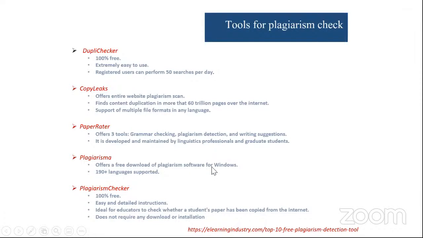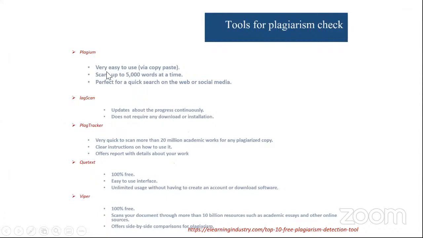Plagiarism Detector offers a free download of plagiarism software for Windows. So many languages are supported. Plagiarism Checker, it's a 100% free tool. Easy and detailed instructions are given. You can go for that and check it. Plagium, very easy to use, scans up to so many words at a time. Plagscan, Plagtracker. It scans more than 20 million academic works for any plagiarized copy. Qtext, it's a 100% free tool. Again, easy to use interface, unlimited usage without having to create an account or downloading software. Viper again is a 100% free tool, scans your document through more than 10 billion resources from online sources.